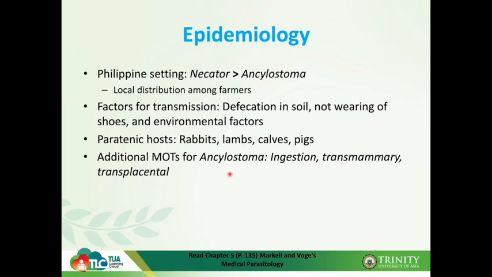Additional mode of transmission for Ancylostoma, Ancylostoma is a bit strong. You can also ingest it. Yes, when you ingest the larva. Transmammary, we already talked about this, where larva has been found in the breast milk of mothers. And then, what did we say in the case before? The baby got infected after breastfeeding. And then, it can also be transplacental. So, the child is not yet born. The baby already crossed the placental barrier or the placental route, infecting the unborn child.